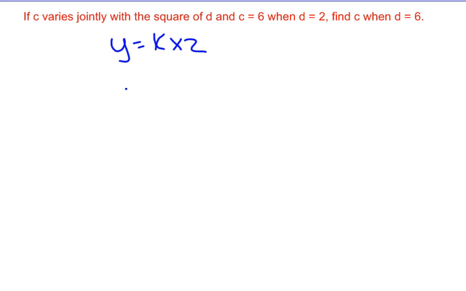So here it says c varies jointly with, so I put the k in there, the slope, and then with the square of d. Square of d means d squared. The confusing part here is that sometimes accelerated math will use the word jointly when they really mean directly.